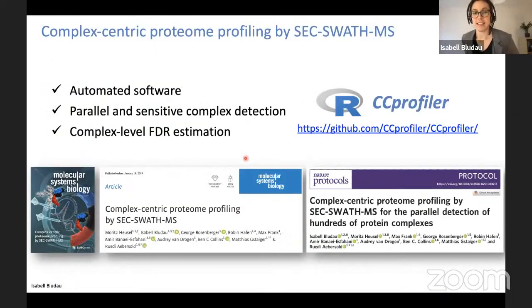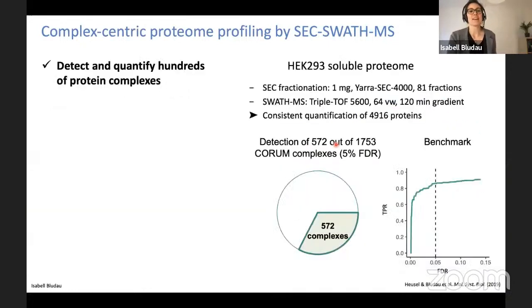Okay, so as I said, we have implemented our analysis strategy in the CC Profiler R package, and we have recently also published a very detailed step-by-step protocol that walks you through the entire wet lab as well as the computational analysis workflow that needs to be performed to get hopefully some nice results for your data. And now I would like to show you some of the insights that you can actually get by applying the complex-centric workflow to your data.